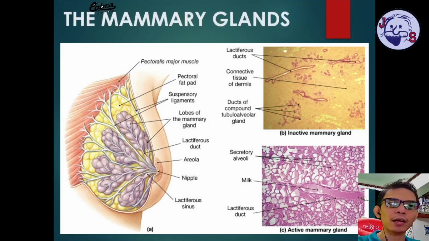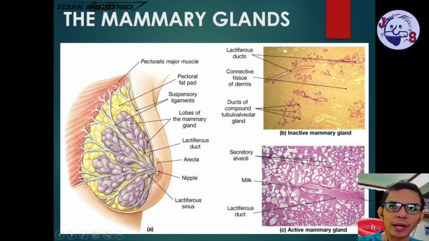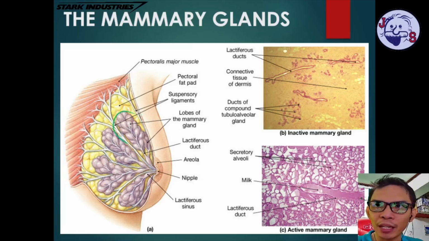Just like the male reproductive system, there are some accessory organs. In the female, we call them the mammary glands. Although not directly associated with reproduction, mammary glands are very important in the nourishment of the developing baby. The mammary gland is made up of fats and has a lot of glands. The lobes that you have right here contain the mammary glands.